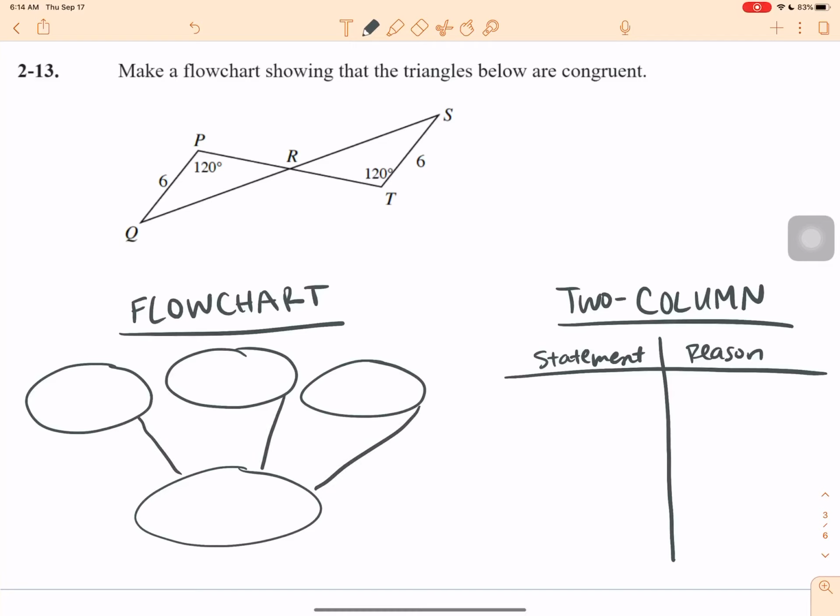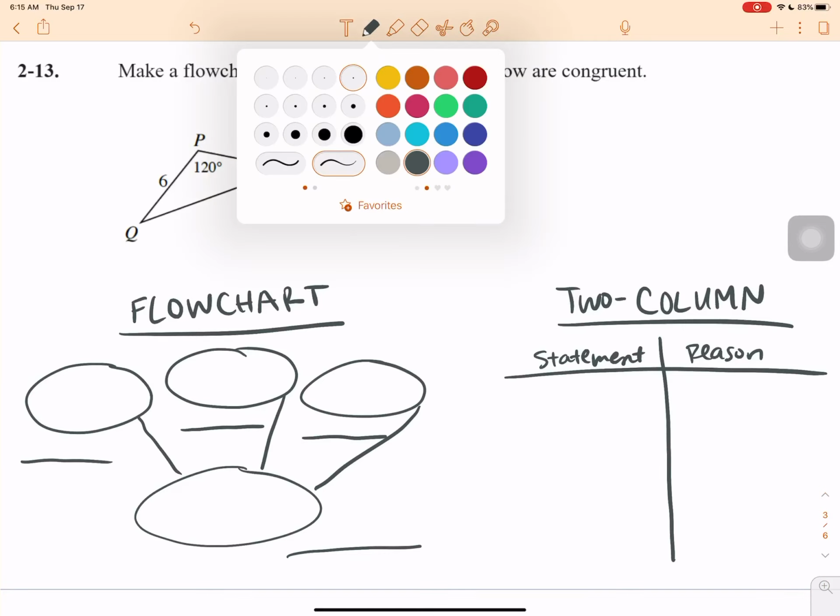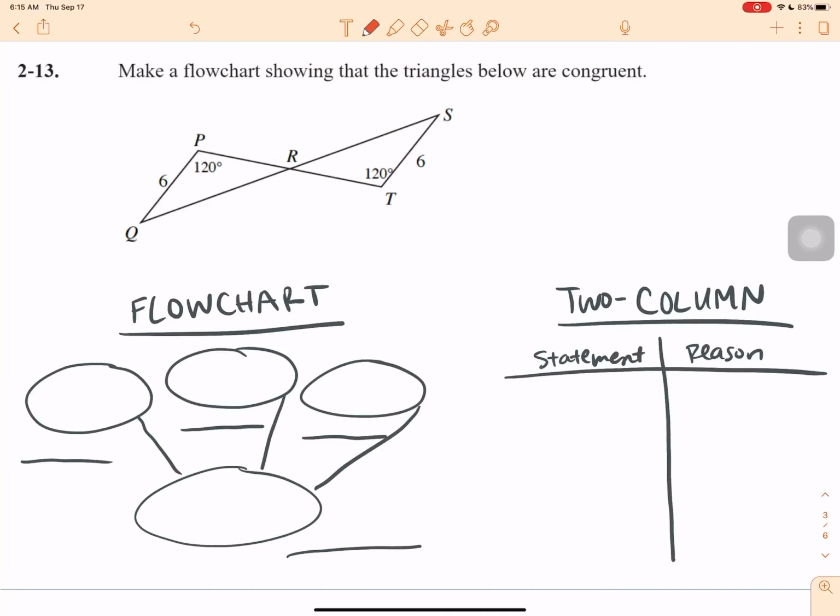All right, so that's the flow chart. And we want lines to be able to give the reasons. Now, if you forget to include the reasons, that means you only did half of the flow chart. Right, so you guys cannot forget to write the reasons next to the bubbles. Okay, so the first thing we do is mark our congruencies. Okay, so I have here a side. PQ is congruent to this side. It would be PQ and TS, it looks like.